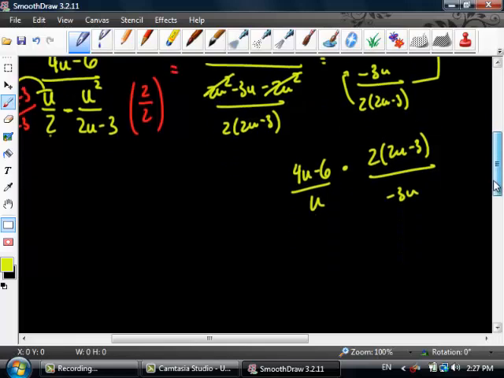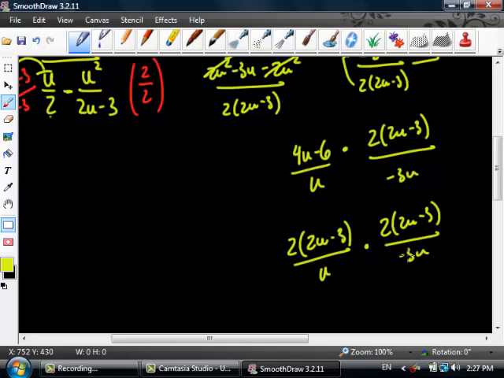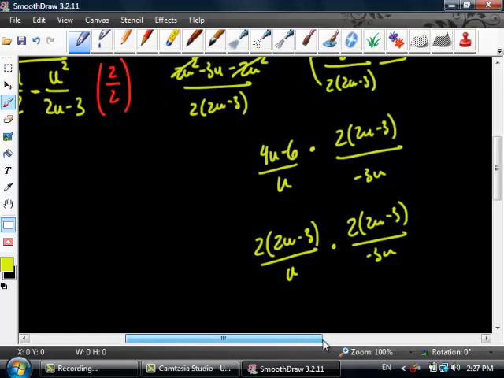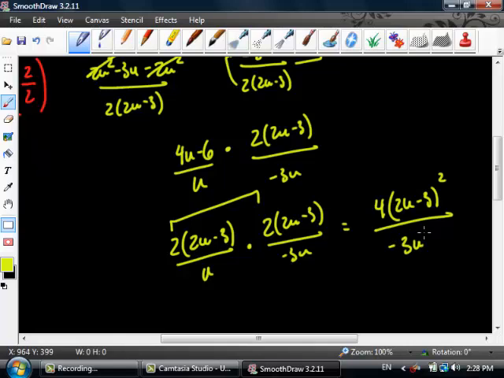So what I'm going to do from here is I'm actually going to factor out a 2 up top. So I get a 2u minus 3 over u times 2 times 2u minus 3 minus 3u. Now, I thought that a lot of this stuff was supposed to cancel itself out, but it's not going to. So we have to just multiply this thing straight across. So 2 times 2 is 4. 2u minus 3 times 2u minus 3 is 2u minus 3 squared over negative 3u squared.